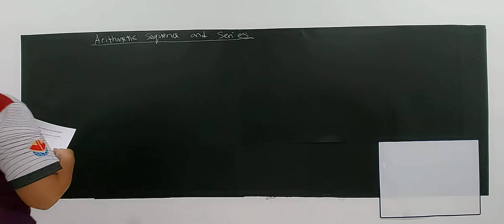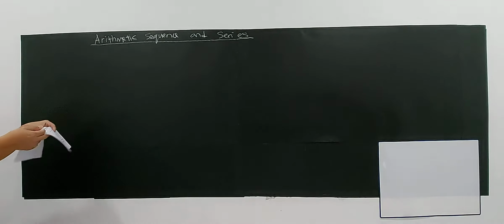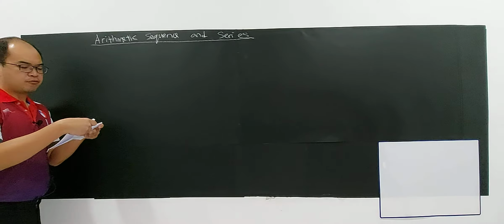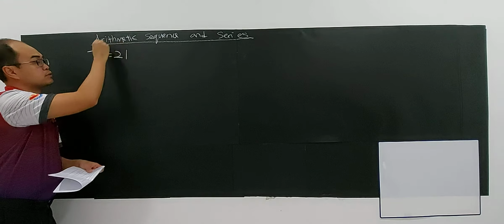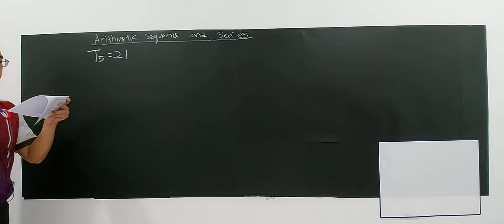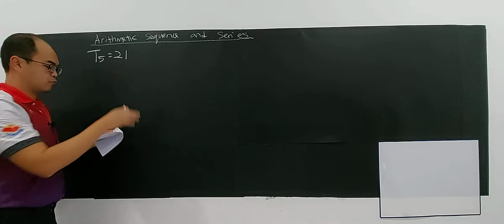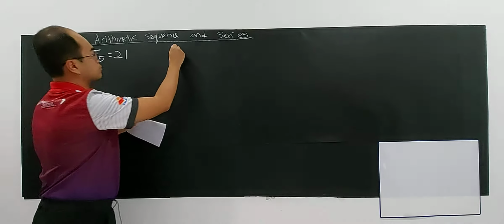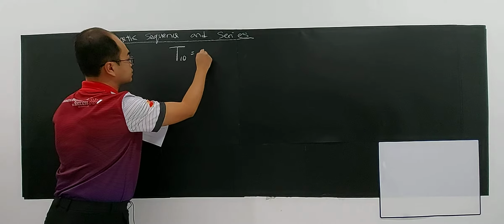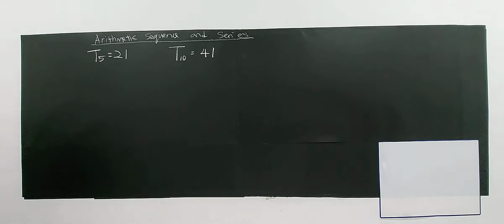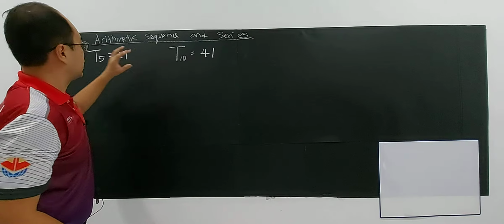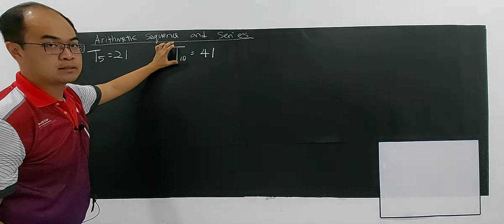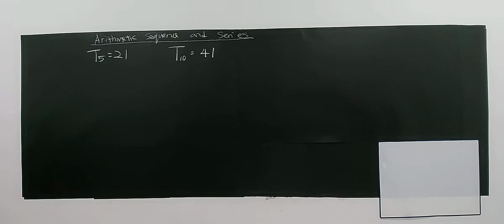Now, let's move on to this example. Given that the fifth term of an arithmetic sequence, because they already mentioned the arithmetic sequence, the fifth term means T5, which is 21, and its 10th term is 41. The question is very simple. It just gives you the arithmetic sequence with the fifth term 21 and the 10th term 41. You can pause the video and try first by applying the formula for the nth term.